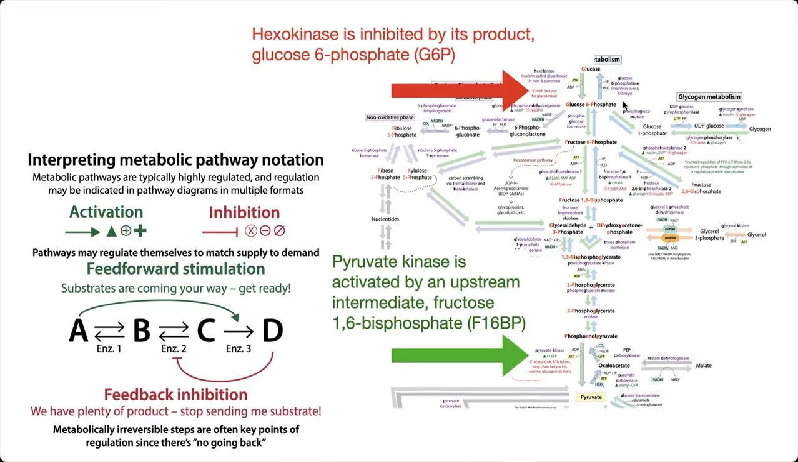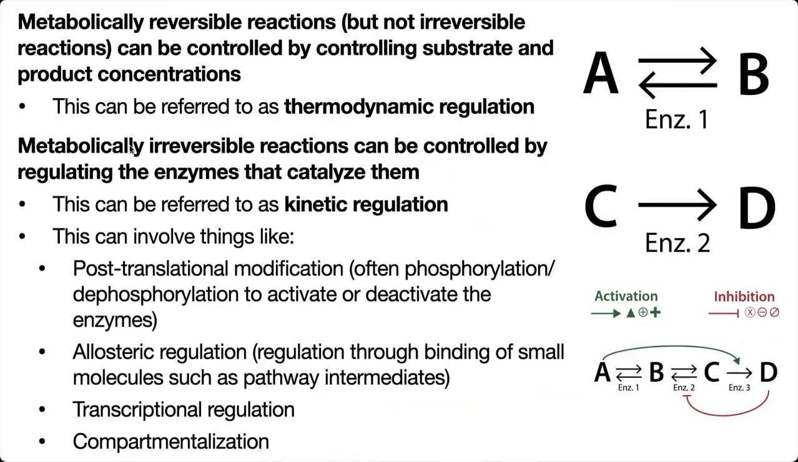And similarly with activation. In this case, we've got an example of activation of pyruvate kinase by F16BP. F16BP is fructose 1,6-bisphosphate, which was an intermediate that was upstream in the pathway. And so pyruvate kinase is activated by an upstream intermediate, fructose 1,6-bisphosphate. Those are the key concepts, and now let's go and review some of the SOCs.